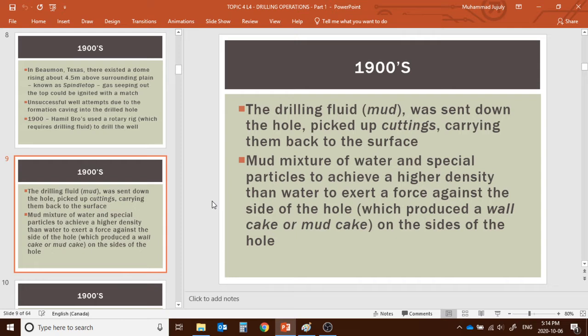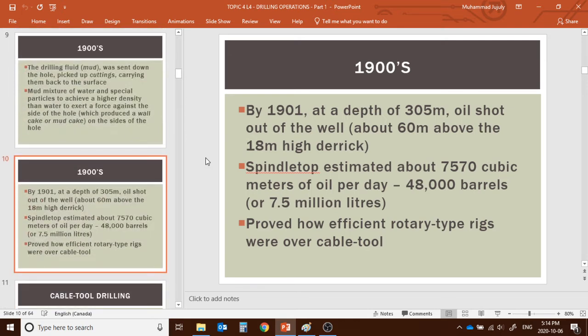So what is mud? Mud is a mixture of water and geolite. It's a special chemical, a type of special particle, used to achieve higher density than water, to exert force against the hole. It will also produce the wall cake or mud cake at the side of the hole. We will learn a lot about these things in later slides.